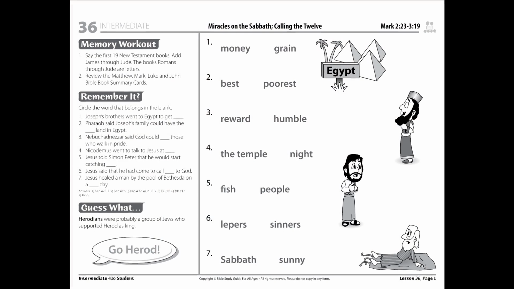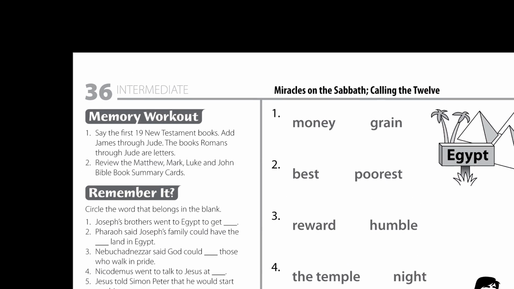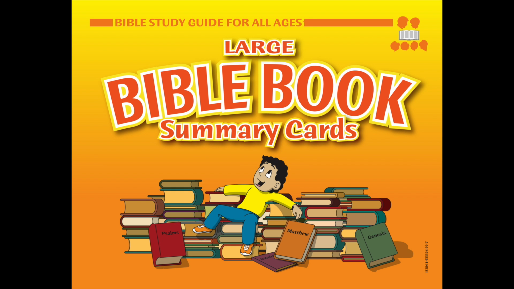Each lesson begins with a brief memory work section. Students will learn books of the Bible, key verses in the Bible, and other things that are helpful to memorize. They will sometimes have activities where they find things in their Bible. This section usually refers you to the Bible book summary cards. The optional Bible book summary cards teach students the basic content and themes of every book in the Bible.